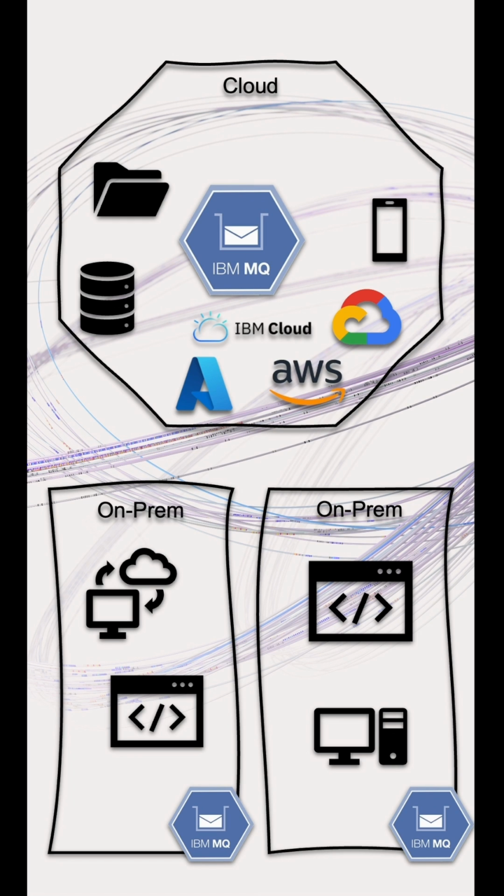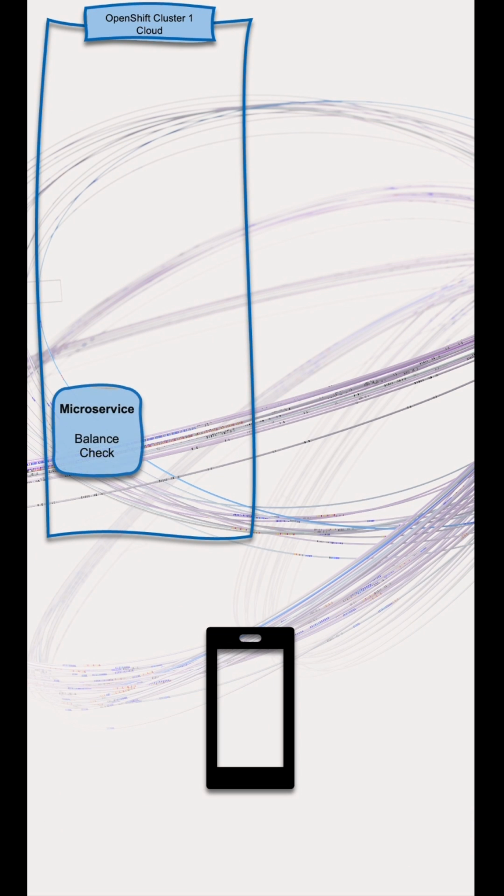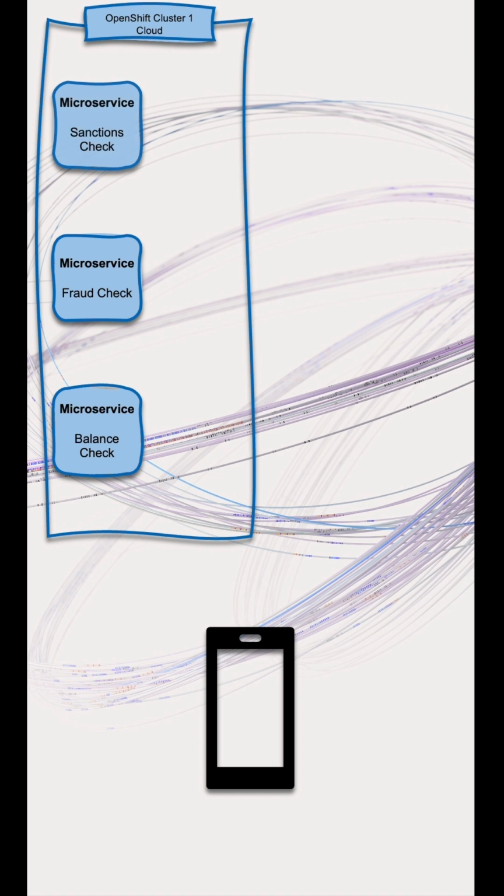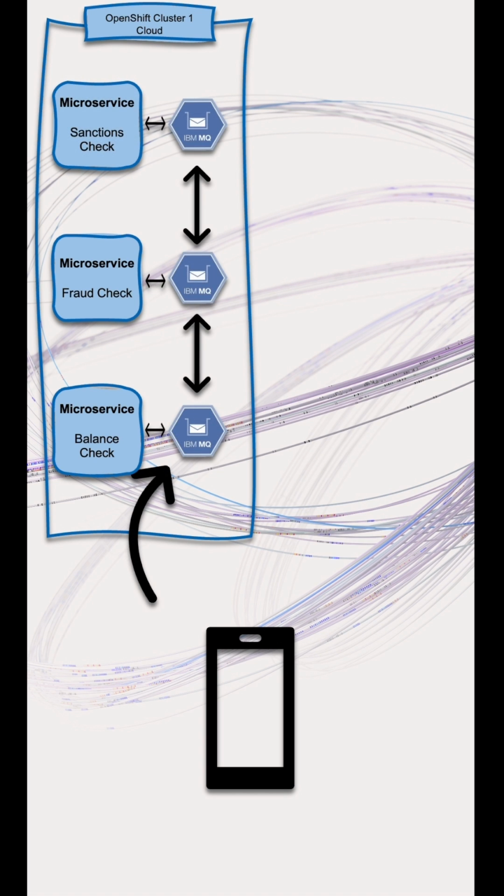Let's imagine we have a mobile application that is responsible for making payments, and we need to process that payment by checking the balance, checking if there are any fraud indicators on the payment, and checking the payer or payee isn't a sanctioned individual. To move messages in an assured, reliable way, we use IBM MQ. Messages move through the cluster, passing from one queue manager to the next, processed by each application.